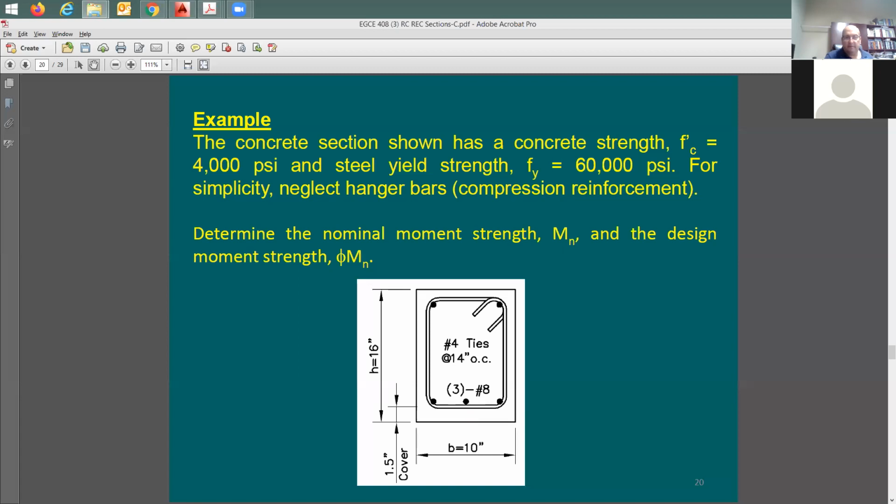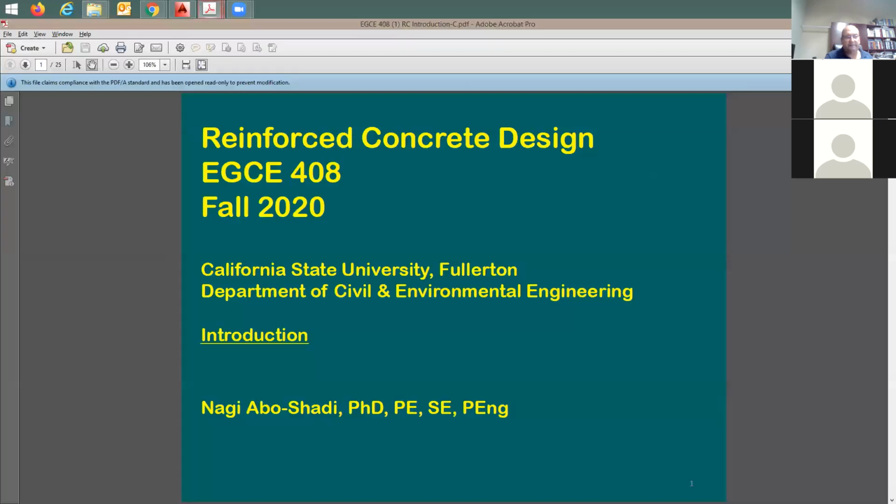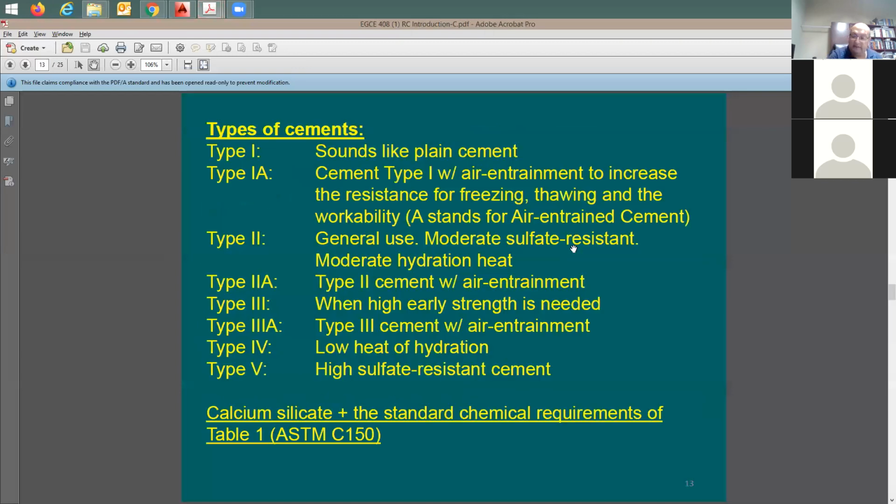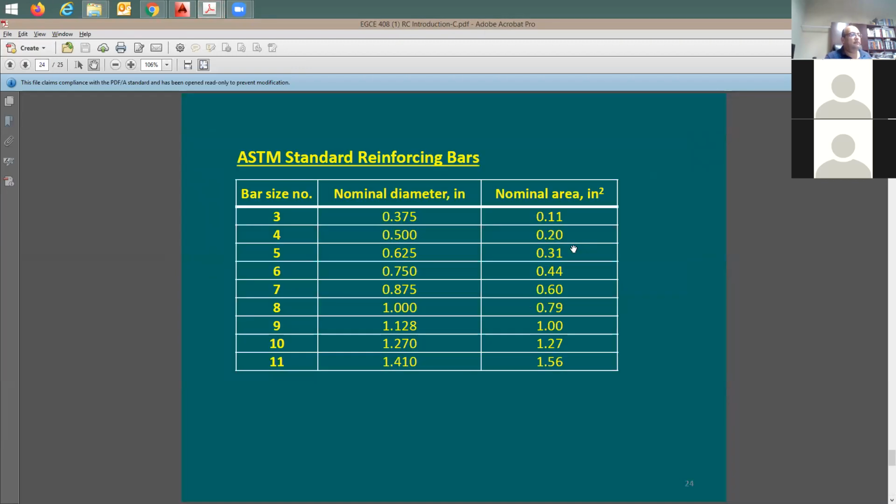Is that the nominal area for number 8? Yes, this is correct. This is the first slide set, and we have here some information about the rebars. For number 8, the nominal diameter is going to be 1 inch, and the nominal area is going to be 0.79 square inches.